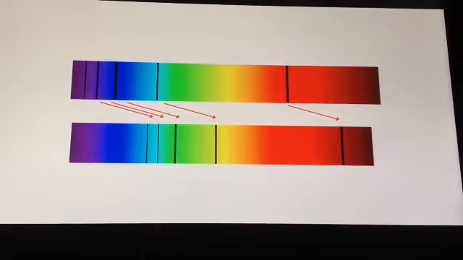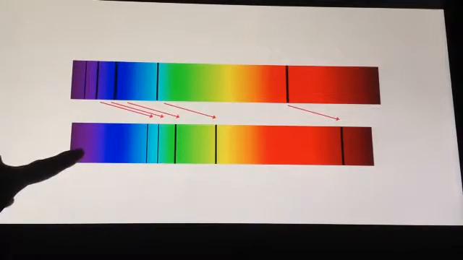Let's compare the spectrogram of our nearest star, the Sun, here, with the spectrogram of a star that's further away from us. That's this one here. Both stars are made up of the same elements, so we see the same spectral lines, but they have shifted over to the red end of the spectrum in this star that's further away from us than the Sun.